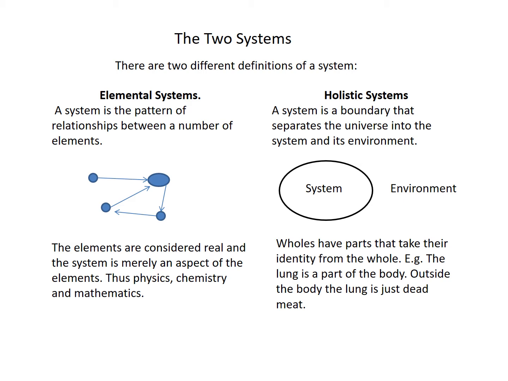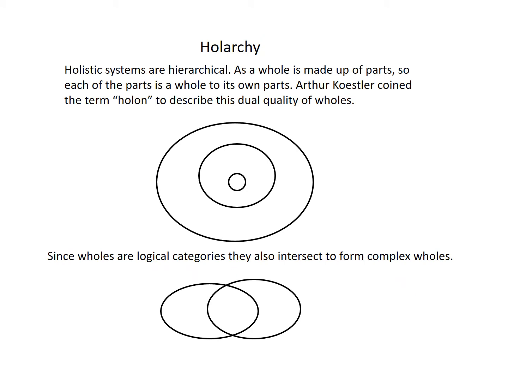For example, the lung is a part of the body. Outside the body, the lung is just dead meat. Holistic systems are hierarchical. They form a holarchy. As a whole is made up of parts, so each of the parts is a whole to its own parts. Arthur Koestler coined the term holon to describe this dual quality of wholes. Since wholes are logical categories, they also intersect to form complex wholes.